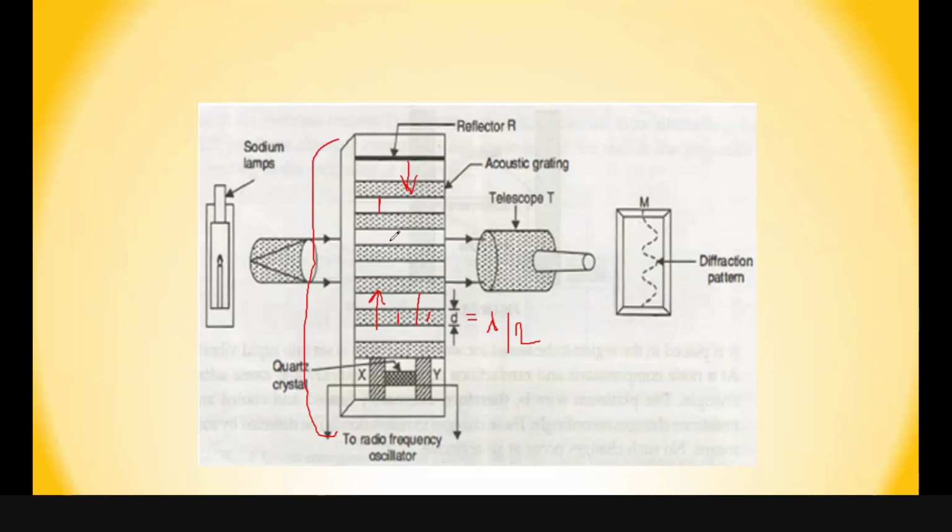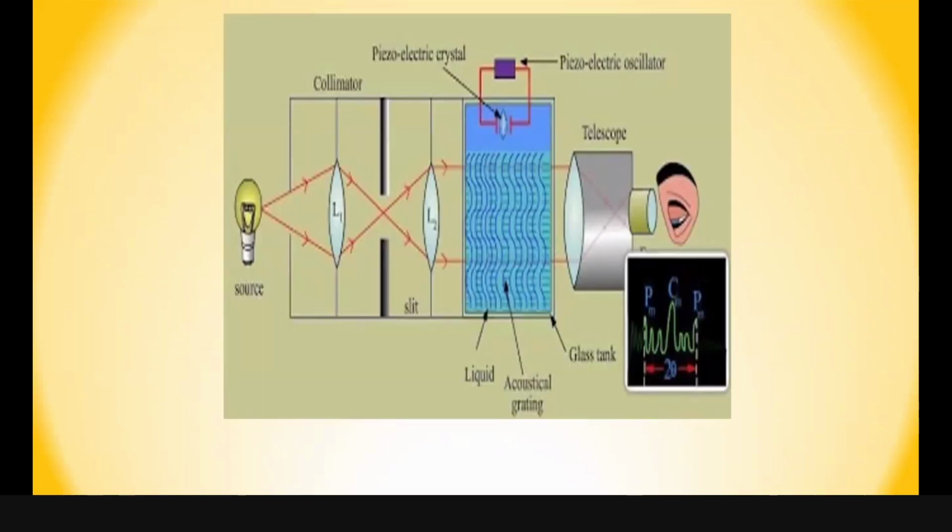So here also you will be having a number of slits in the liquid column. Where there is rarefaction, there you will be having a number of slits, right? So this will diffract the light, and I will get the diffraction pattern on the other side, you can see, on that screen. So something like this happens, look.